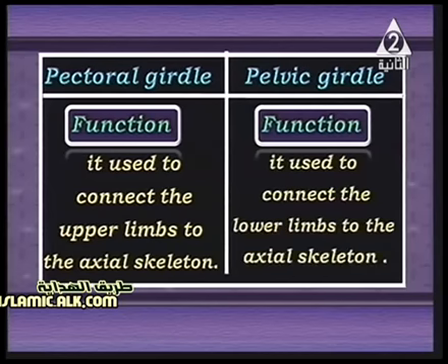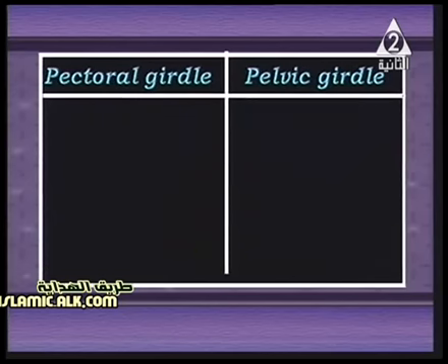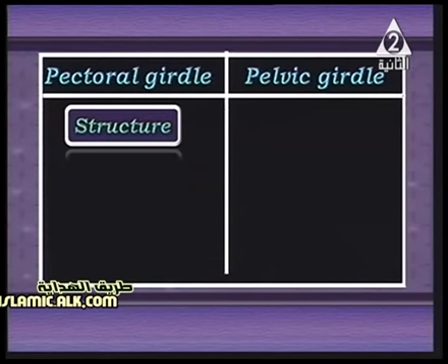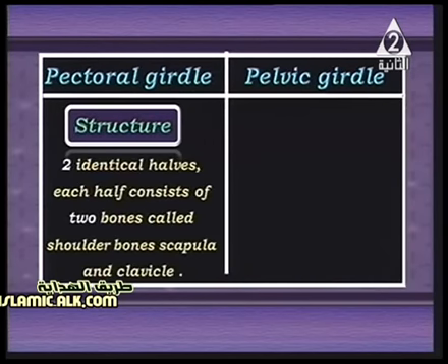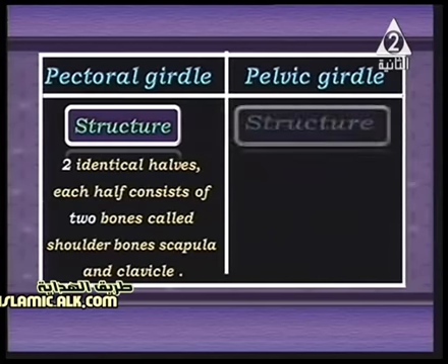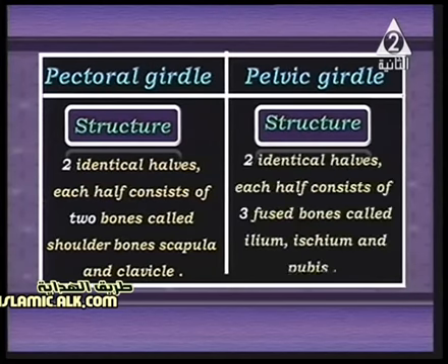Okay? What about the structure of each of them? Well, pectoral girdle consists of 2 identical halves. Each one of them is a shoulder bone. Each shoulder bone includes 2 main bones, scapula and clavicle. While the pelvic girdle is also 2 identical halves, but each one of them consists of 3 fused bones. Fused means they are merged together. You cannot differentiate between them by your normal eye. They are called ilium, ischium, and pubis. Again, ilium, ischium, and pubis.